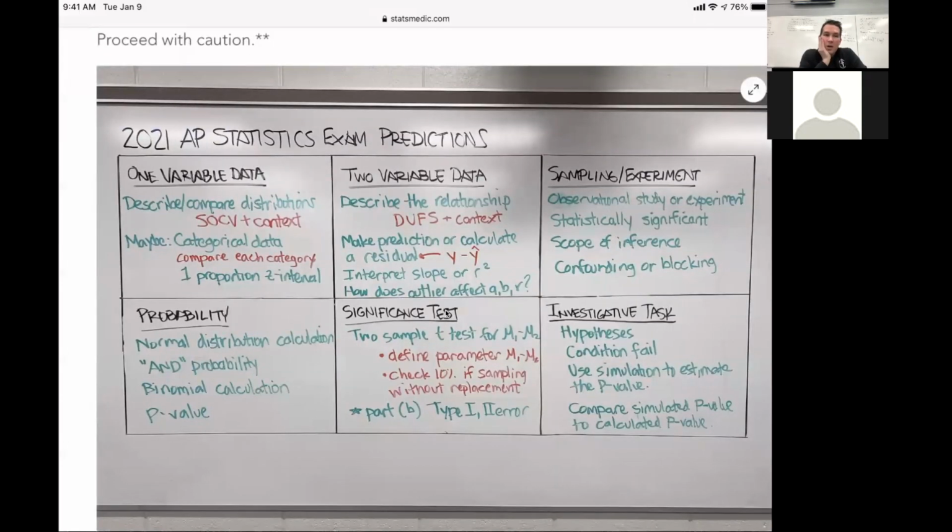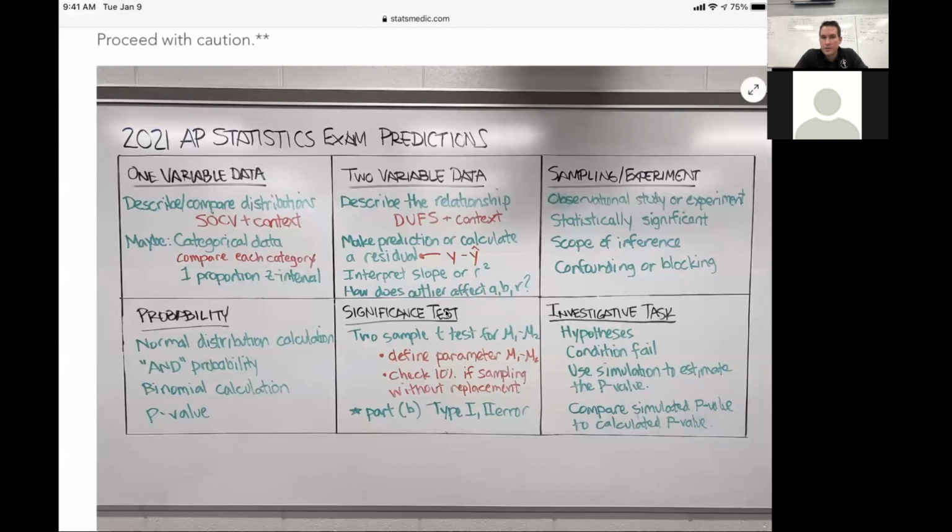So a one variable data question. Describe, compare distributions. That's your SOCs and context, probably categorical data, maybe a 1 proportion Z interval test in some variety. And then if we go horizontally across, maybe a 2 variable data question. So describe the relationship. So that's strength, outliers, direction, and shape. That's our SODs. They call it DUFs, but whatever, plus context.